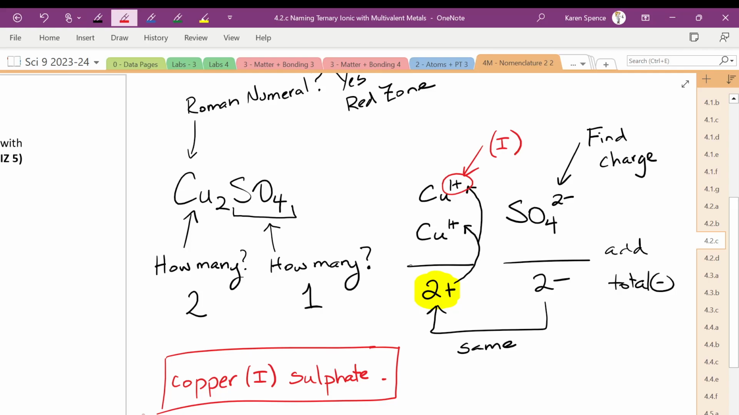Is silver in the red zone? No. So does it need a Roman numeral? No, so we're just going to get rid of that. How about aluminum? No. Okay.